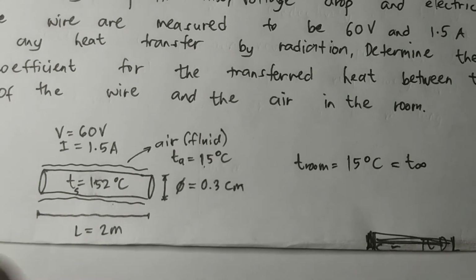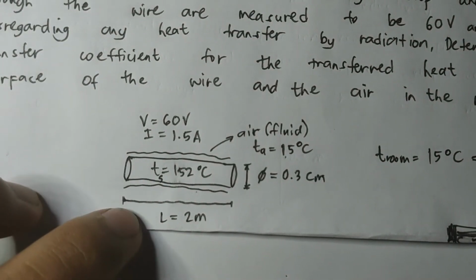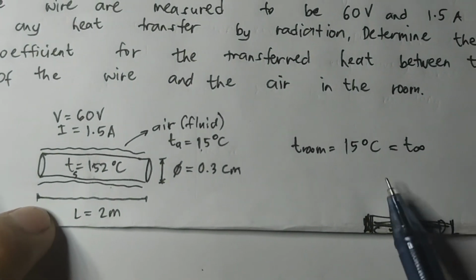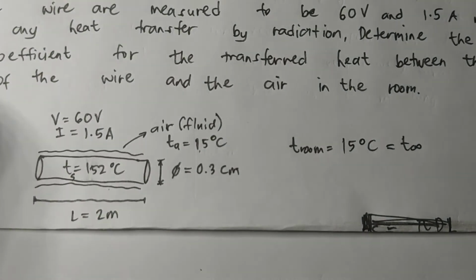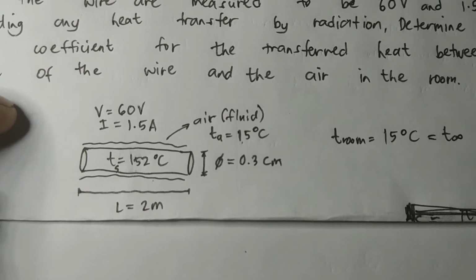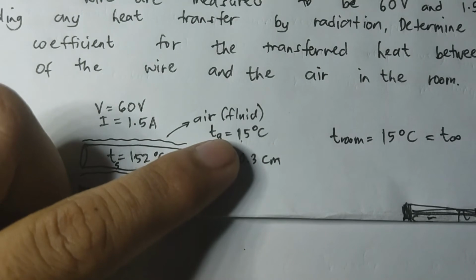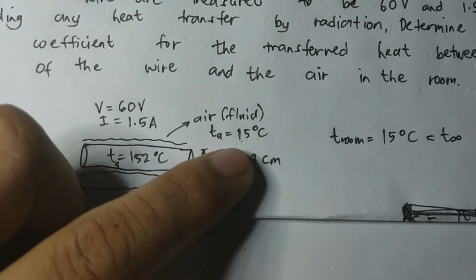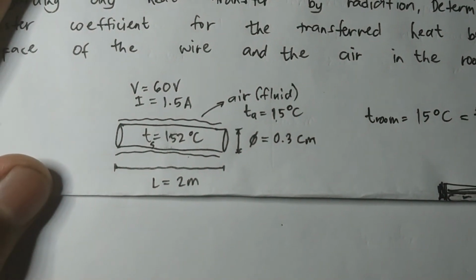So dito, illustration. Meron ka daw wire na exposed sa environment na merong 15 degrees Celsius. So, T infinity, 15 degrees Celsius. We have the temperature of air or fluid, syempre, na nasa surrounding din niya na 15 degrees Celsius din. Meaning, yung temperature ng room, inadapt niya yung temperature ng hangin na nasa loob. Also, you have the surface temperature of the wire na 152 degrees Celsius.